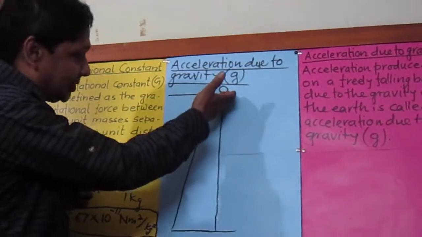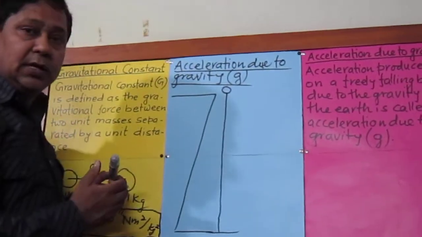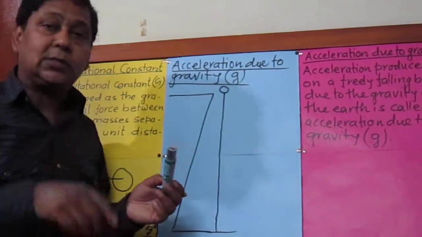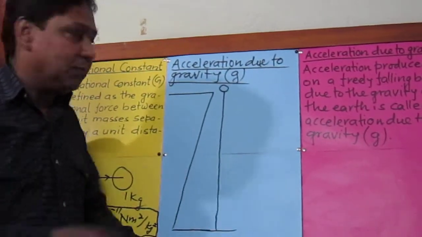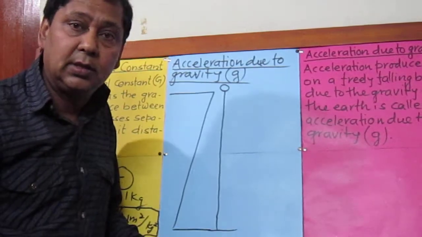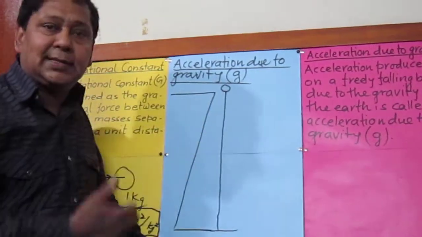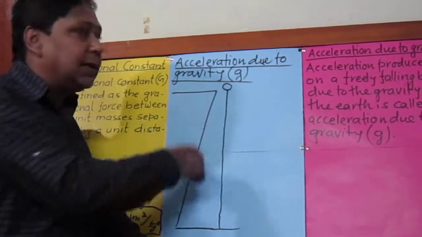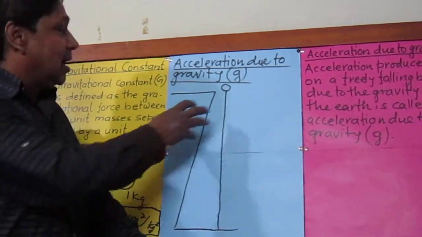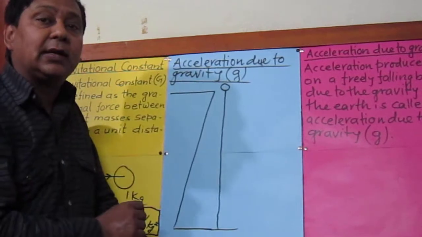That's why acceleration is produced on this body, and acceleration is produced on a body only when force is applied on the body. But we haven't applied the force. Now, why is this body accelerating? Acceleration never is produced without force, but the body is accelerating. Then how is force applied on this body?